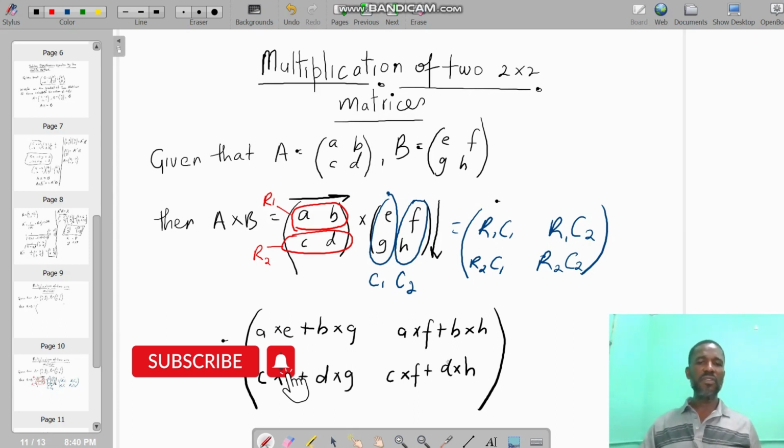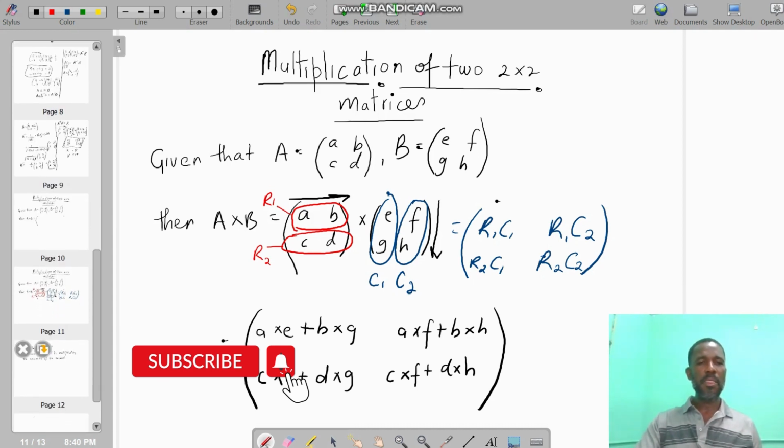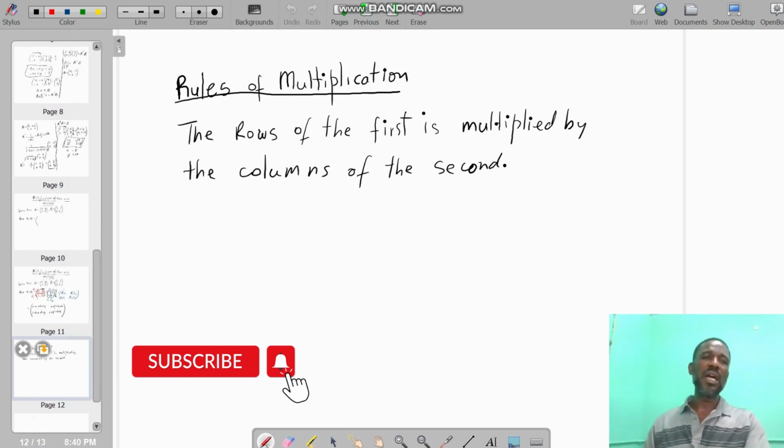If we were to work with numbers, this is the same approach that we would have taken to the multiplication of matrices. Just as a reminder, the rule for multiplication of 2 by 2 matrices is that the rows of the first are multiplied by the columns of the second. Okay, so let's try an example.